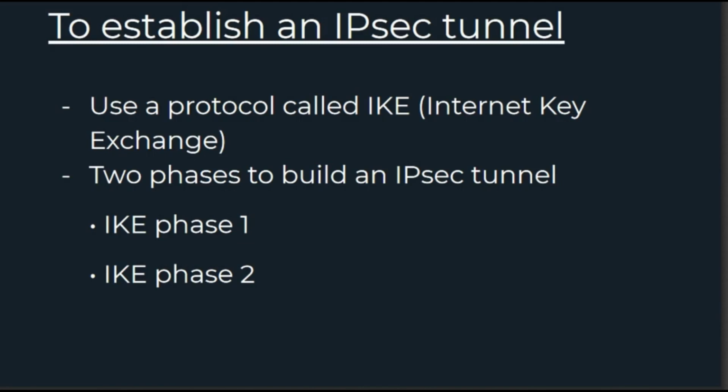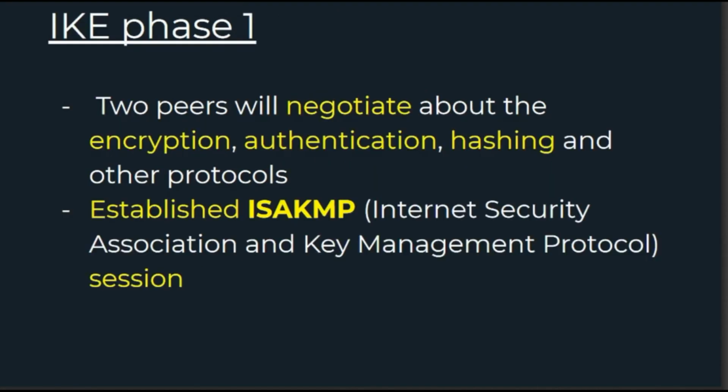If we have to establish an IPsec tunnel, then we require a protocol like IKE, Internet Key Exchange, and to build the IPsec tunnel we have two phases, IKE phase 1 and IKE phase 2. Let's discuss what happens in IKE phase 1. Two peers will negotiate the encryption, authentication, hashing and other protocols, and establish the Internet Security Association and Key Management Protocol session.